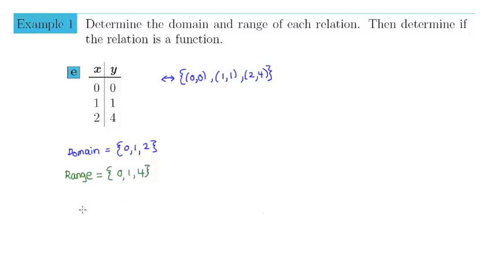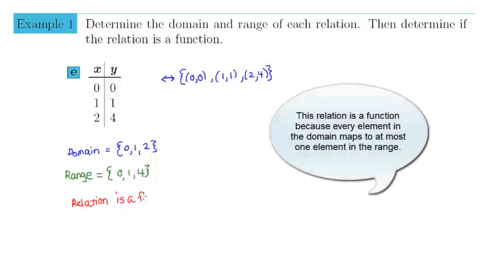Now, is this relation a function? What do you think? Does every x value go to only one y value? It does. Notice, 0 only maps to 0. 1 only maps to 1, and 2 only maps to 4. The domain values do not get repeated. They don't map to any more numbers than the single value that they're next to. Therefore, this relation is a function because every element in the domain maps to at most one element in the range. So our relation is a function.